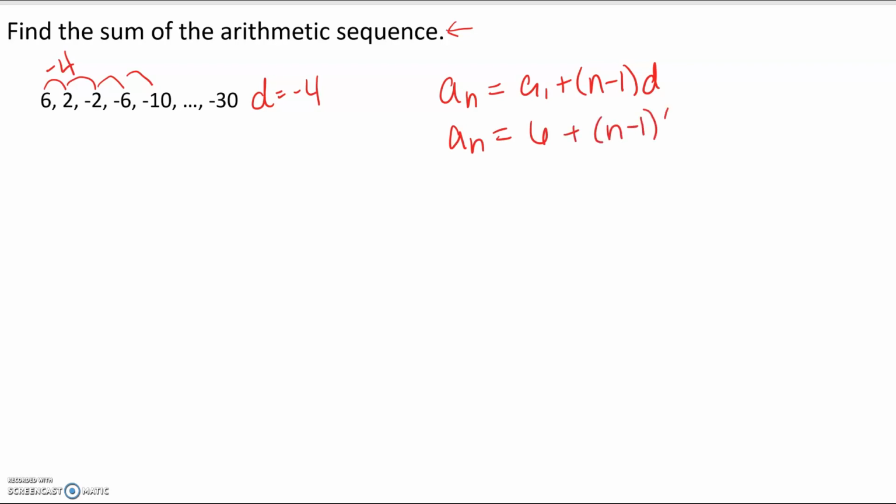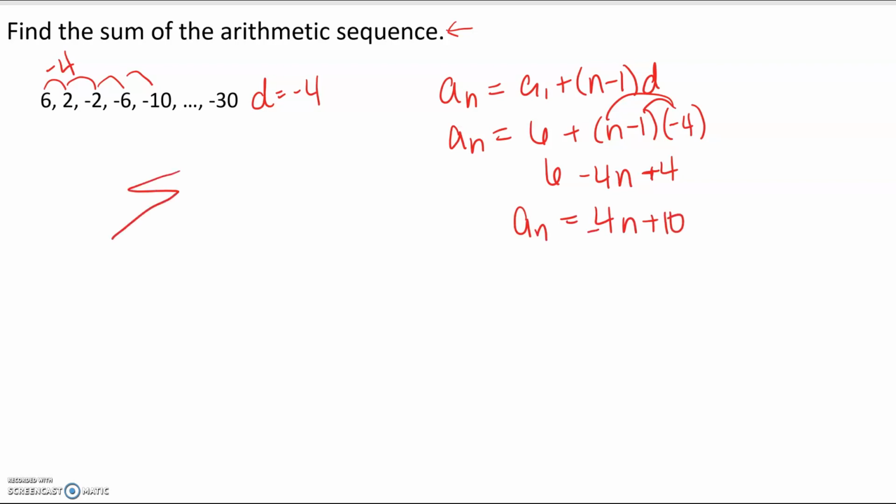So I'm plugging that in with my -4. I'm going to simplify. So I have 6 minus 4n plus 4. And so my rule is a sub n equals -4n plus 10. Okay, so when I write my summation notation, I'm going to have -4i plus 10.